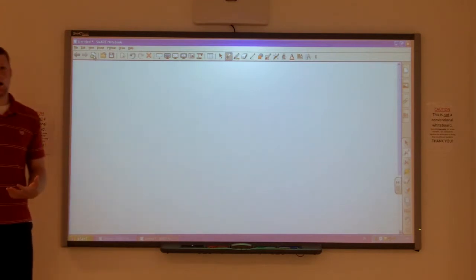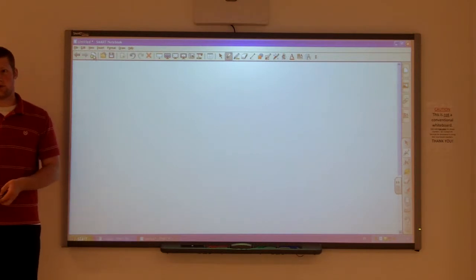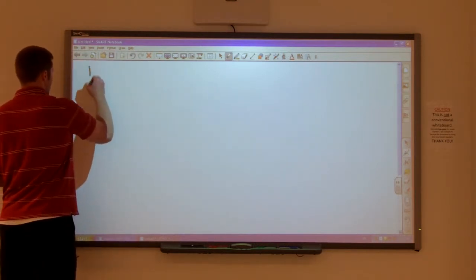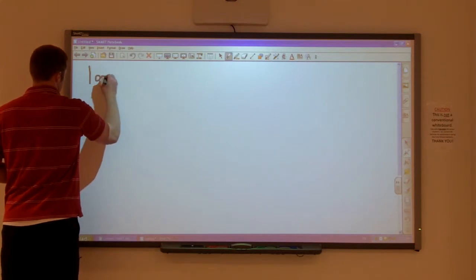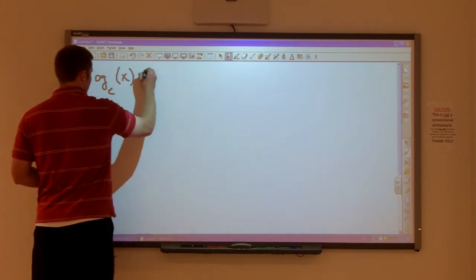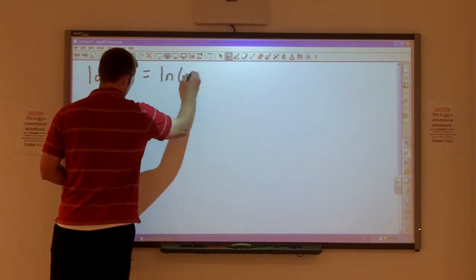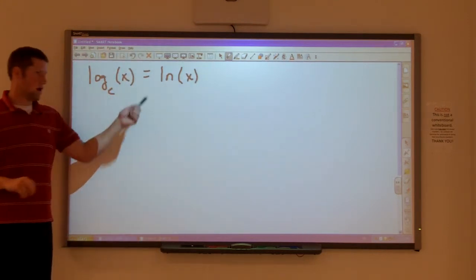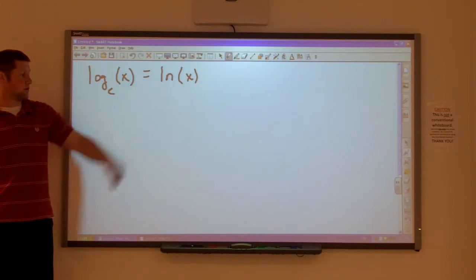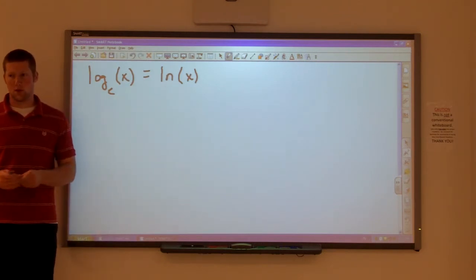Because e is so common in mathematics, it has its own special notation for its logarithm. We call it the natural log. So the natural log would just be the log base e of x. It can also be written as ln of x. Because it's so common, most calculators have their own symbol for this logarithm, which saves you a lot of time when you're doing your homework.